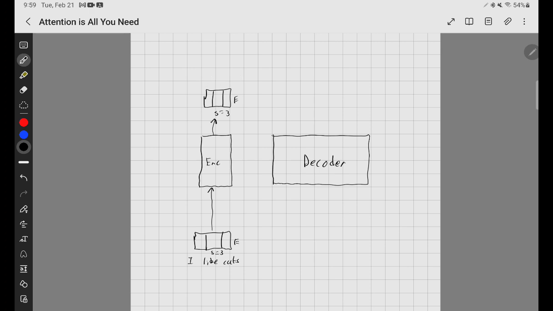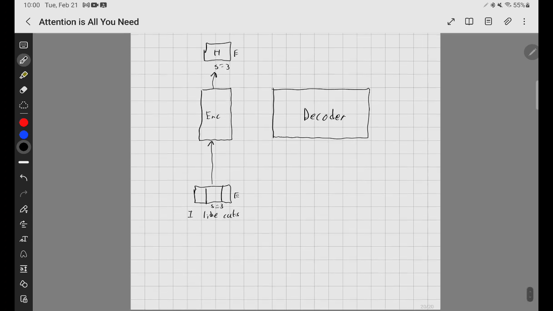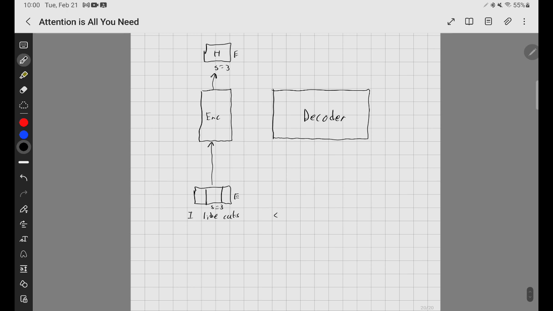Maybe the new representation of like would be what is liked, who is liking, which is what the similarity matrix above kind of showed. I am liking, and I am liking cats. So maybe the like vector will have a new representation of that. But anyways, this is just the hidden representation, call it H. And the decoder will decode the sequence one token at a time.